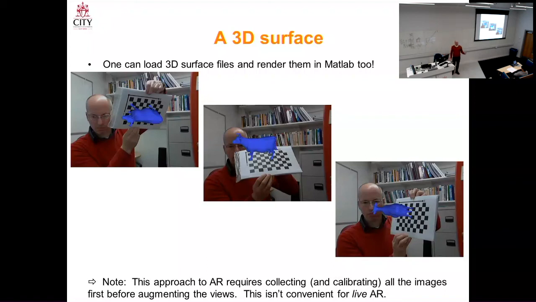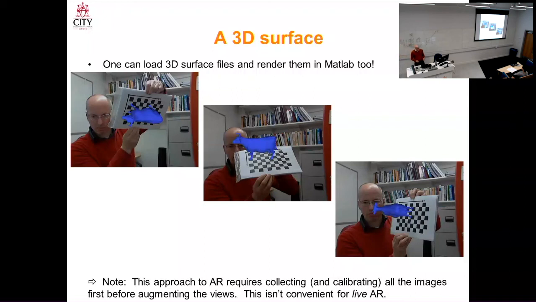So here's a cow. And in MATLAB, you can load up OBJ files. OBJ is a very popular format for 3D surfaces. And then what you can do is just project the OBJ file. In this case, it's got a bunch of points, but now the points are connected by triangles. So when you render this, it's rendering a collection of triangles, and those triangles can even be shaded in MATLAB, so you can see depth. And as I move the paper around, the cow is kind of stuck on the paper. So it's kind of a cool effect.